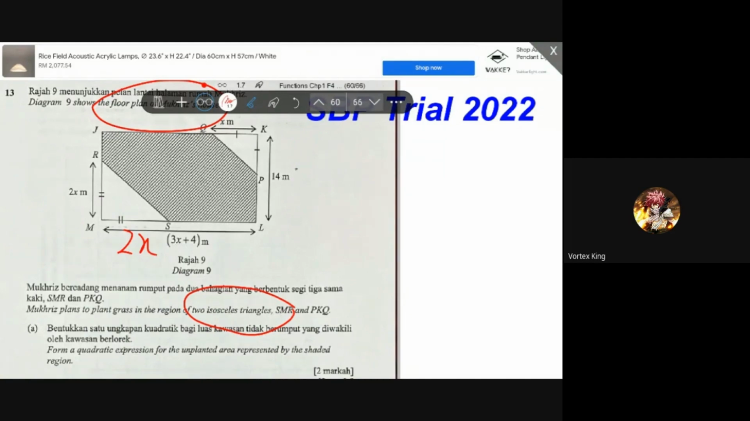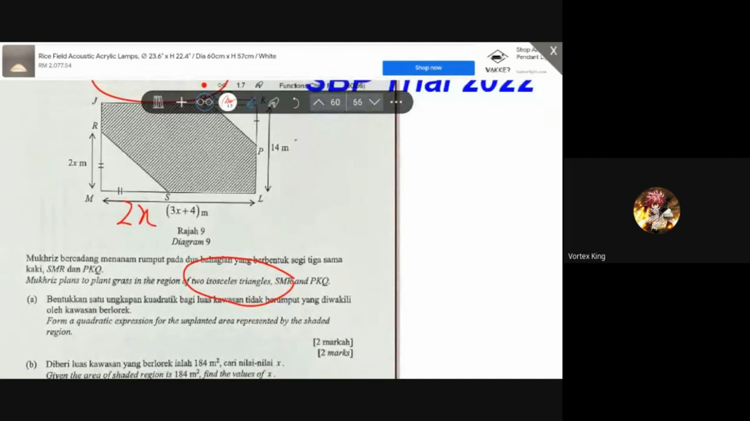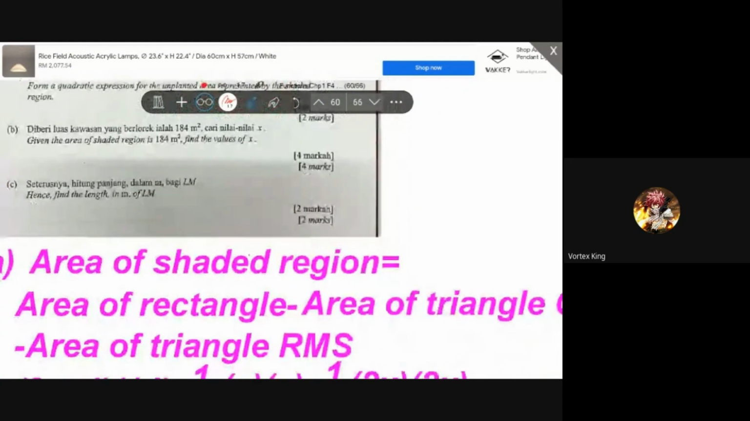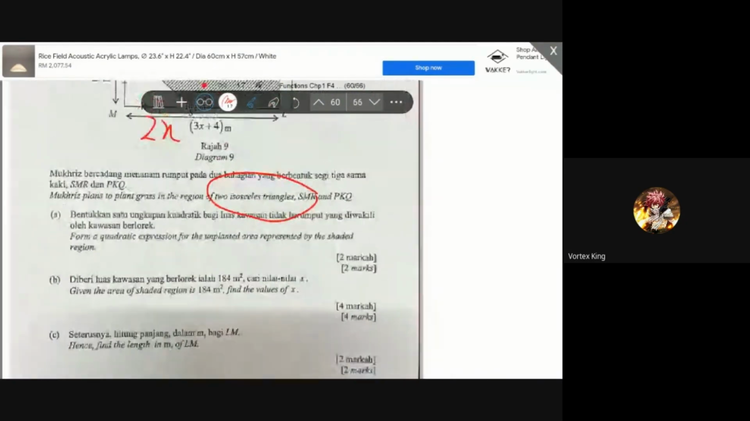It's fine already. Okay, so whoever is still solving, continue solving. Don't look at the chat box yet. Solve at your own pace first, then look up and check your answer. Okay, so now I will go and explain how to solve this question. Never mind, we go to part B first.